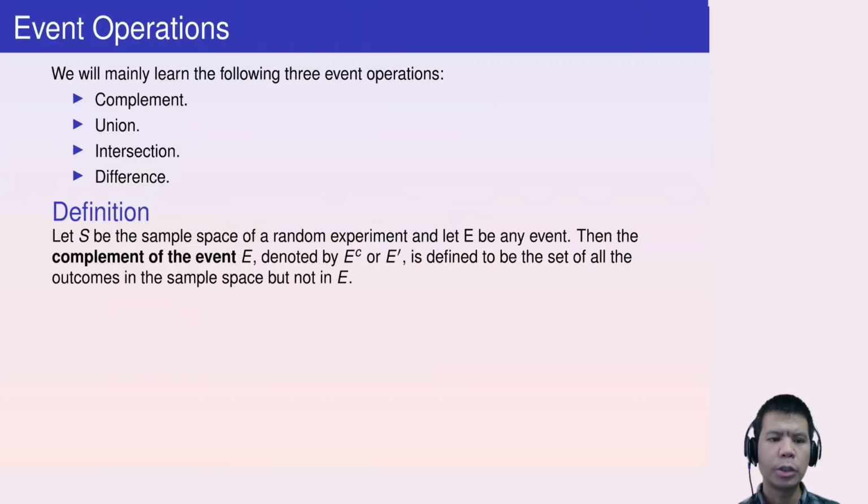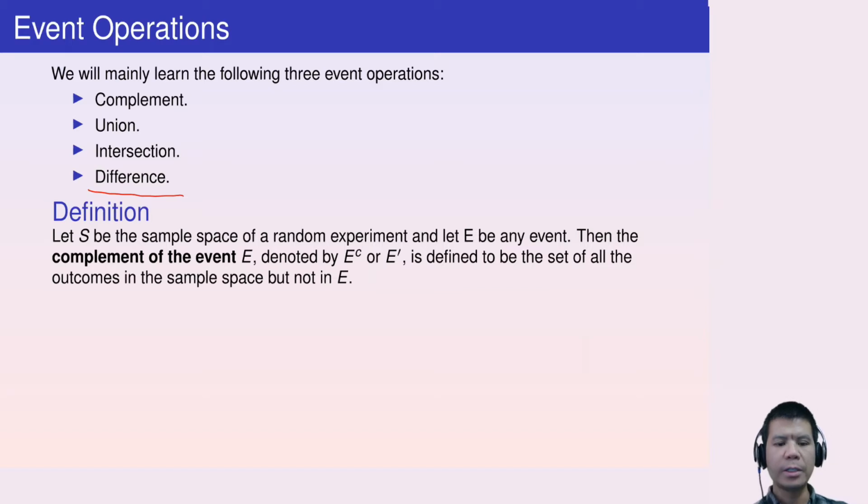Now, we will introduce these four event operations. One is a complement, second is a union, third is intersection, and finally is a difference. Well, the difference is a special type of the intersection and also complements. We'll introduce it later. Now, firstly, let's talk about the complements. What do we mean by a complement?